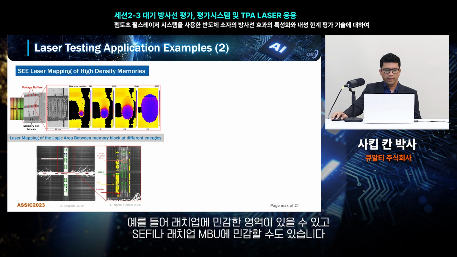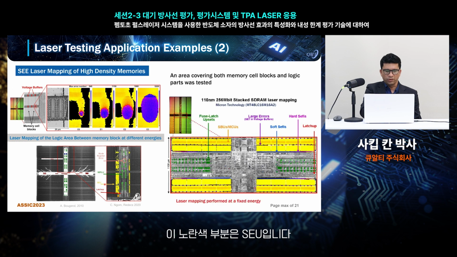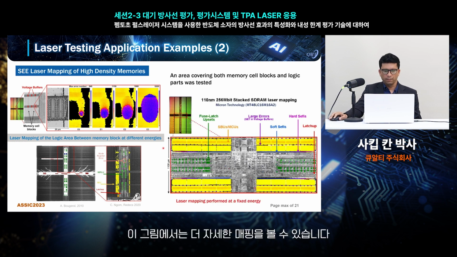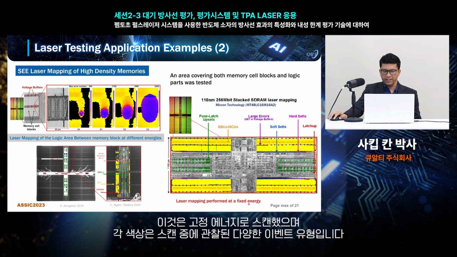Like this area is sensitive to latch-up, this is sensitive to SEFI, and this is sensitive to latch-up MBUs, and this yellow region corresponds to the SEUs. This figure shows more detailed mapping. This central region corresponds to the peri region, you can see, and this area corresponds to the memory region on the die. And this scanning was performed at a fixed energy, and each color corresponds to the different type of event observed during the scanning.